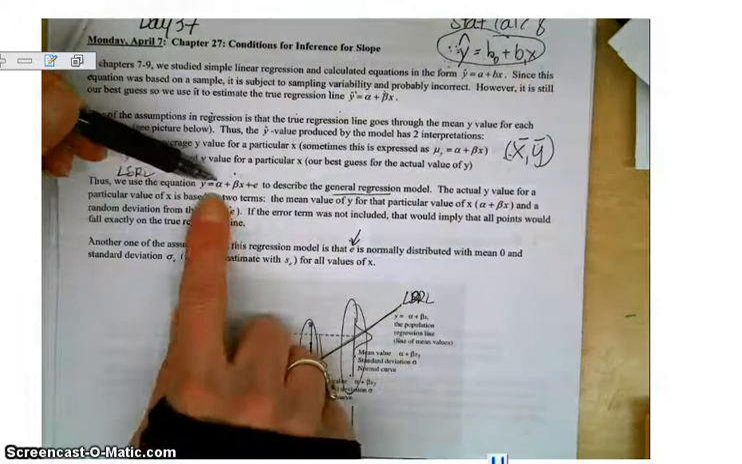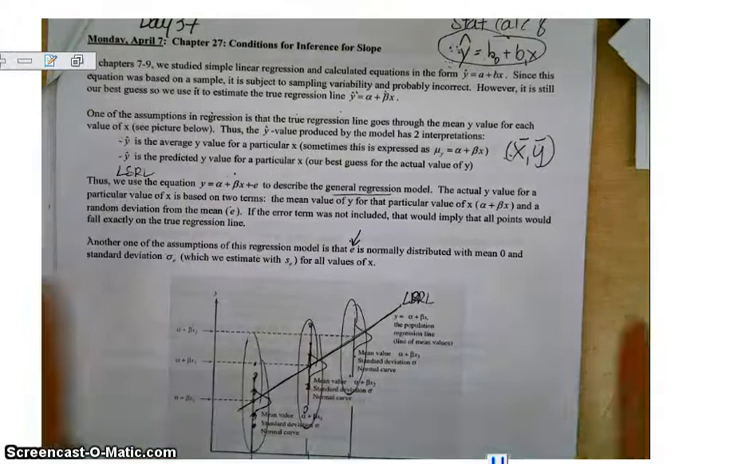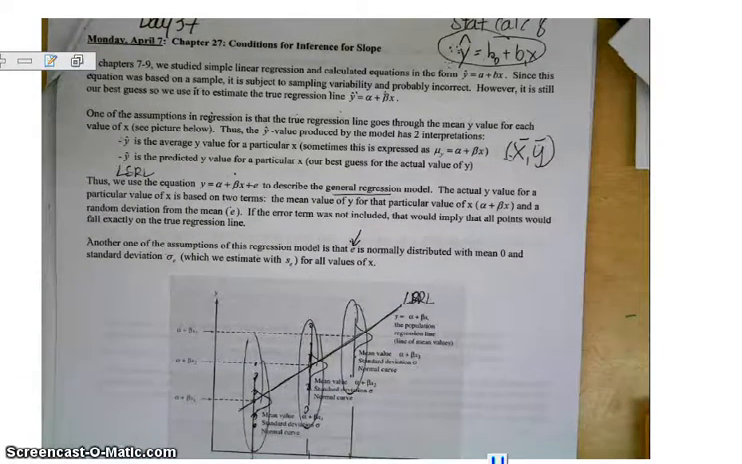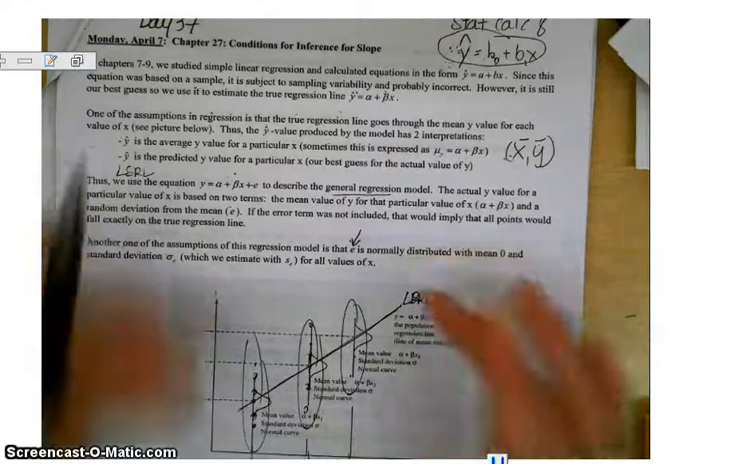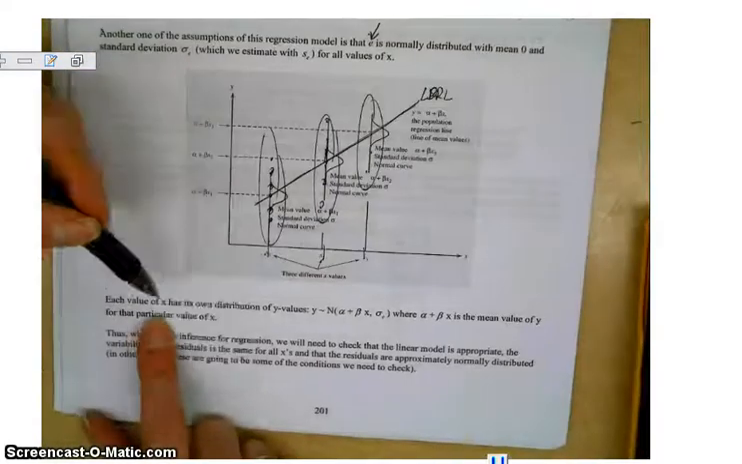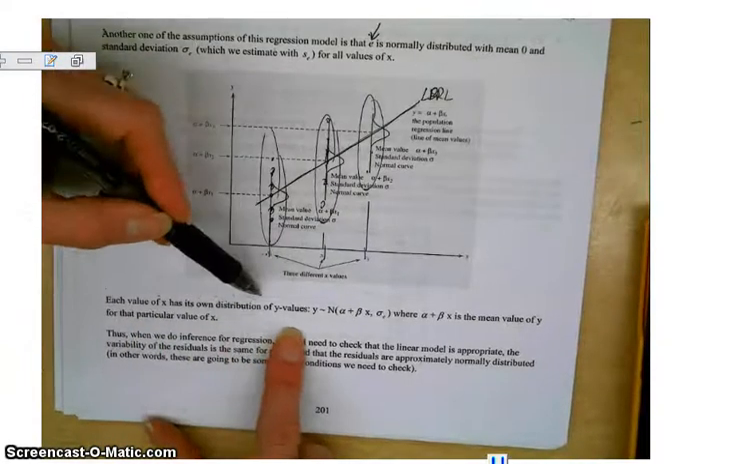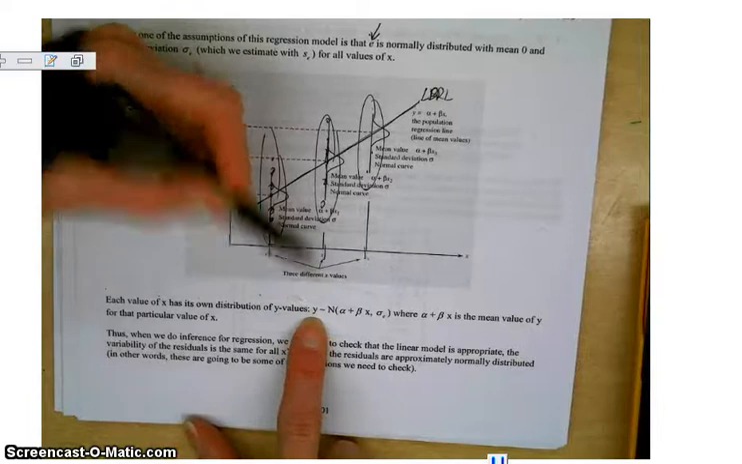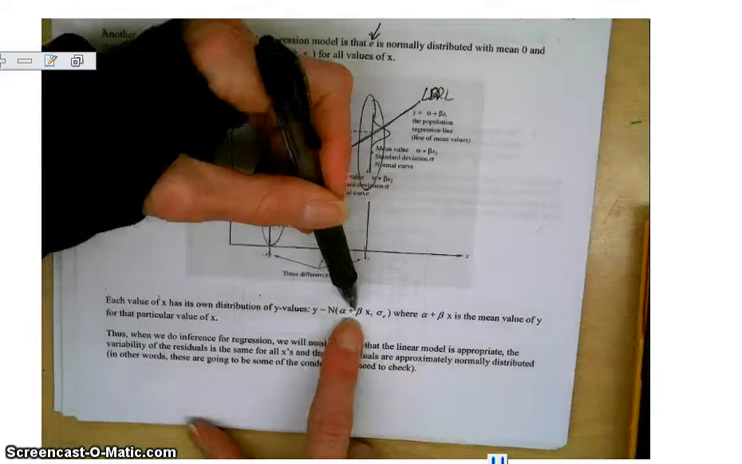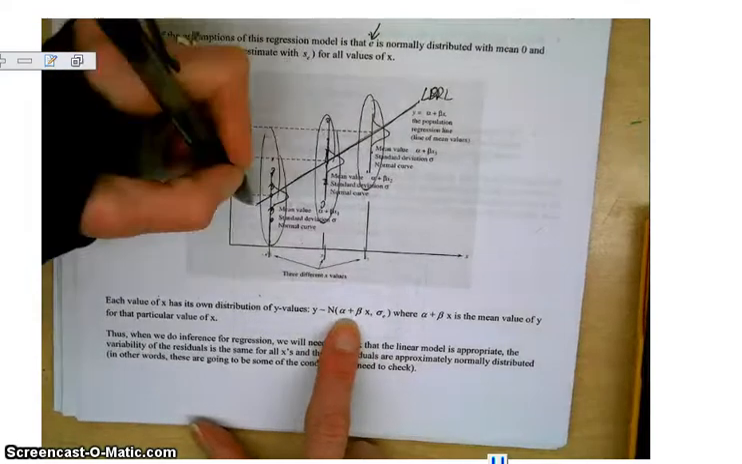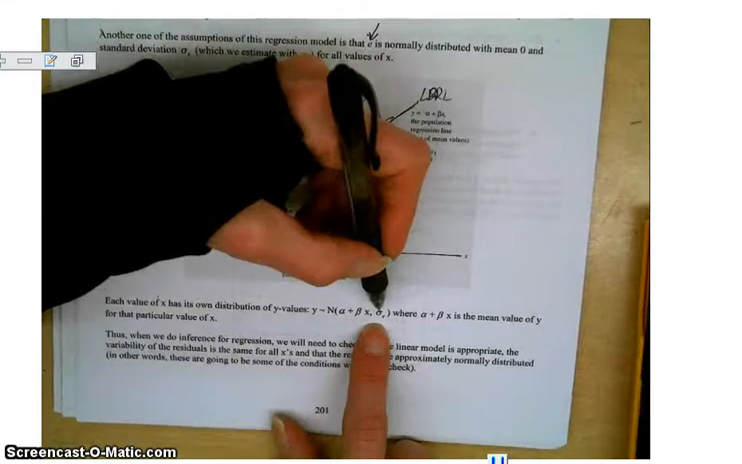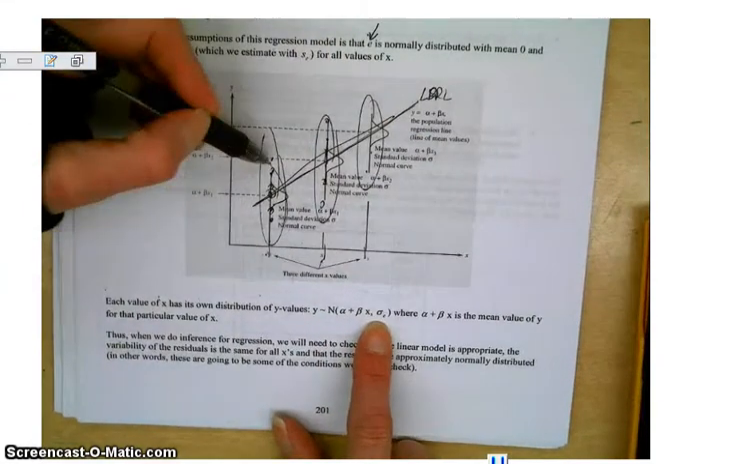Remember, alpha and beta are the true values. What's the true relationship between the x and the y? We'll probably never know that. That's why we have to talk about the conditions and check the conditions. So that's what we talk about right down here. Each value of x has its own distribution of y values. And we have to assume that the distribution for every y value is normally distributed with the mean of alpha plus beta x. The average is the y value you get from plugging it into the true line, and the standard deviation is the standard deviation of the residuals.